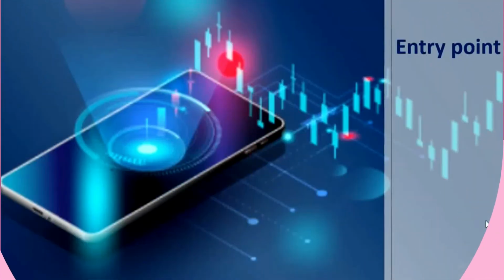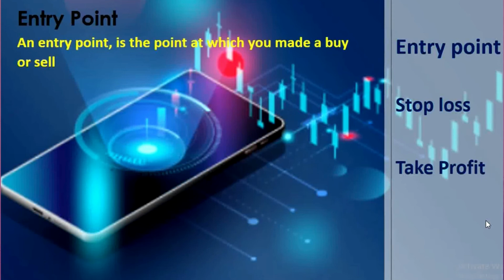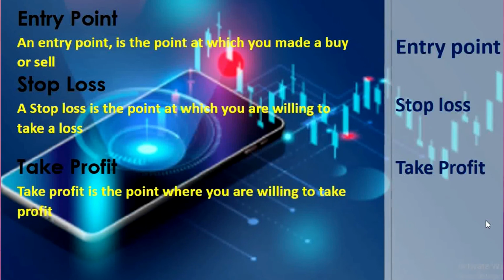One thing you should know is that any trade you make, be it a sell or a buy, must have three aspects. That is, an entry point, a stop loss, and a take profit. An entry point is the point at which you made a buy or a sell. A stop loss is the point at which you are willing to take a loss. And a take profit is the point at which you are willing to take a profit. The stop loss level helps you maintain good risk management.